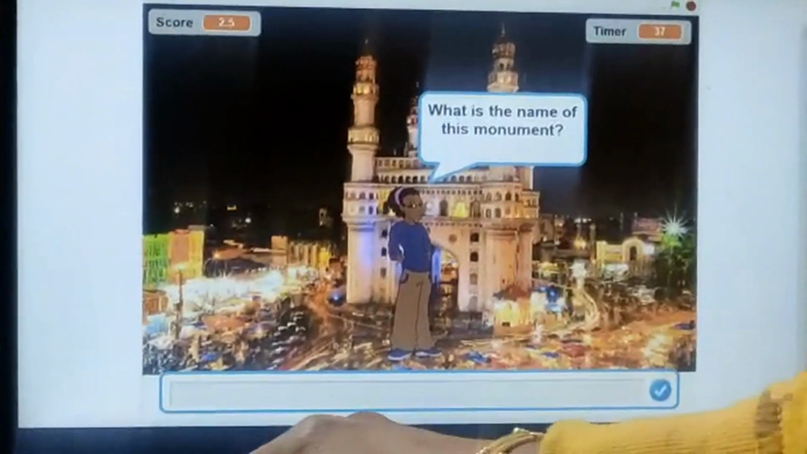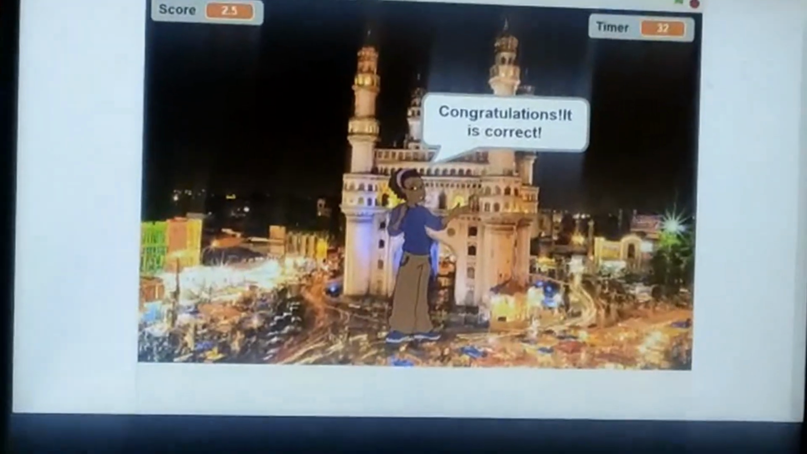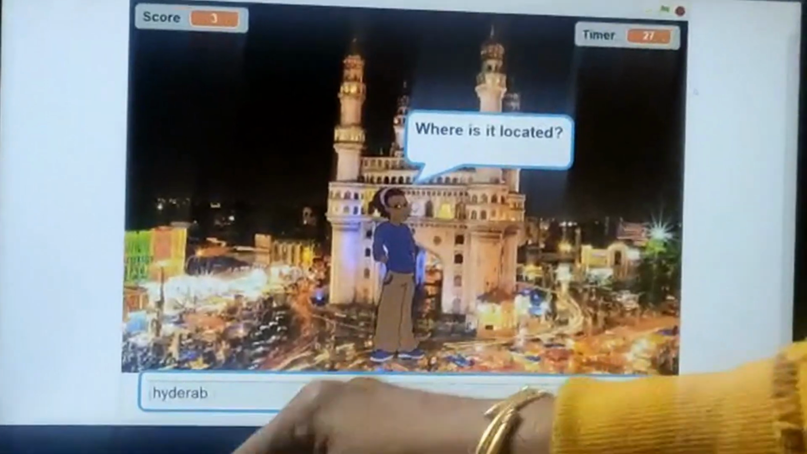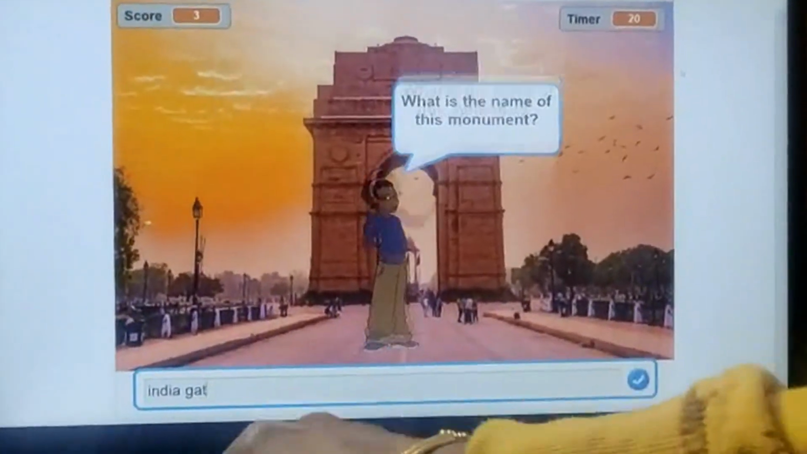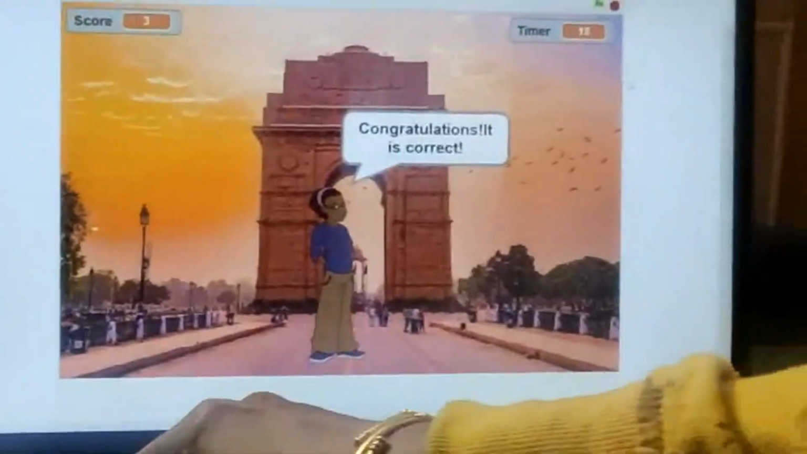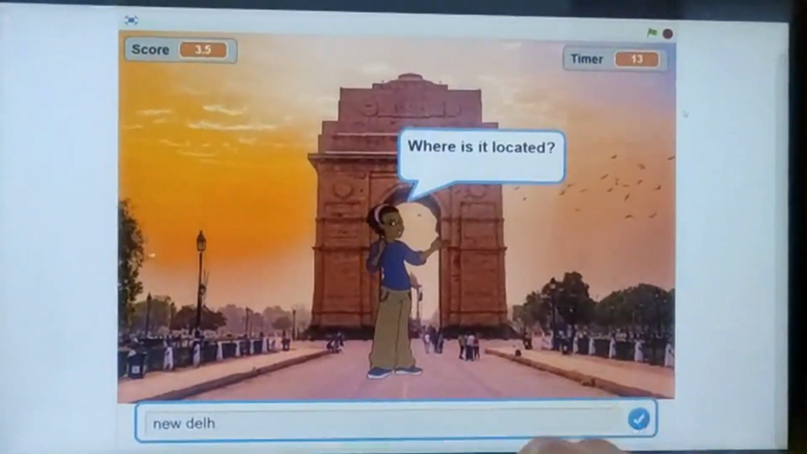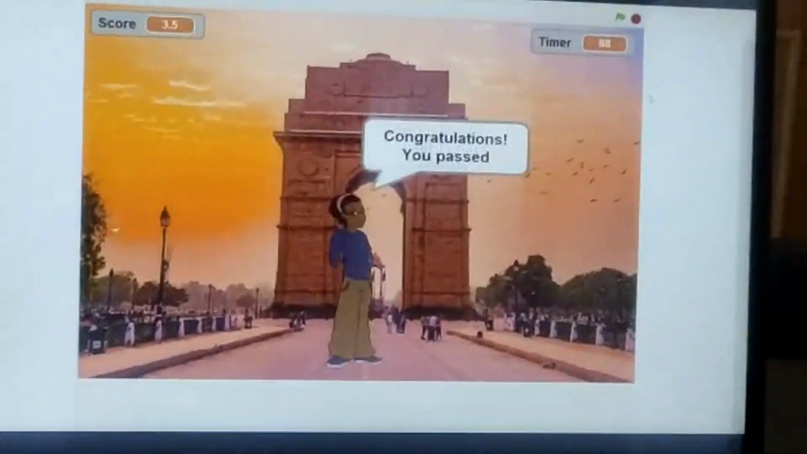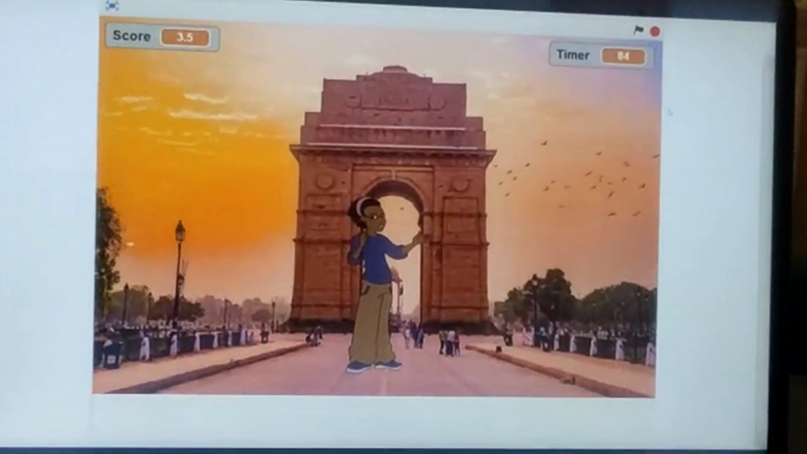Wow, so ambitious you are. This is a Charminar. And where is it located? Can you answer this? Yes, it's in Hyderabad. No, your spelling. Oh, this is India Gate. Yes, congratulations, it is correct. Where is it located? It's in New Delhi. Yes, no, it is Delhi. Congratulations, you passed. You have scored 3.50.